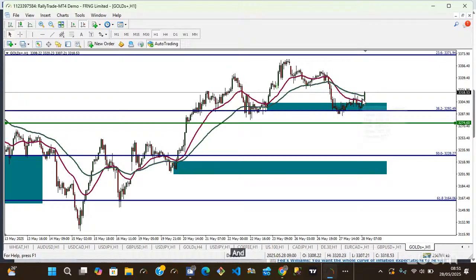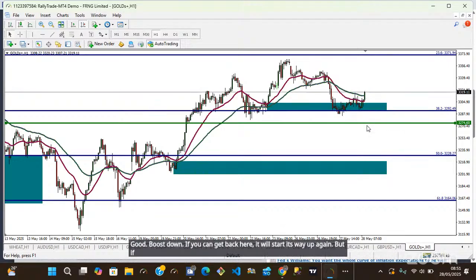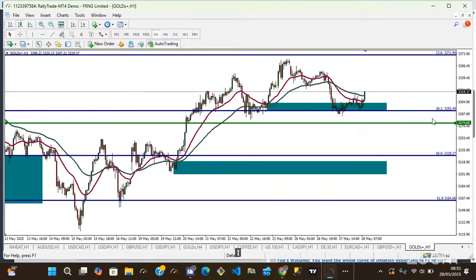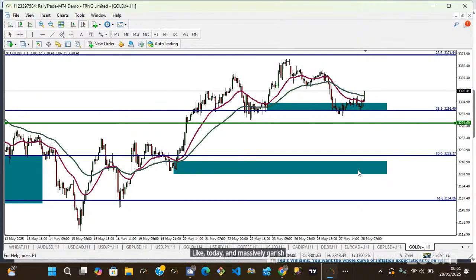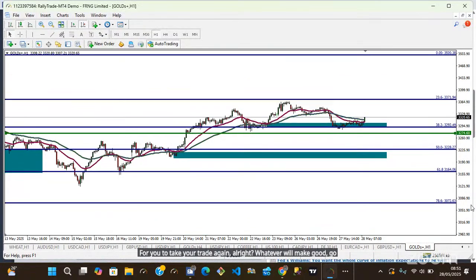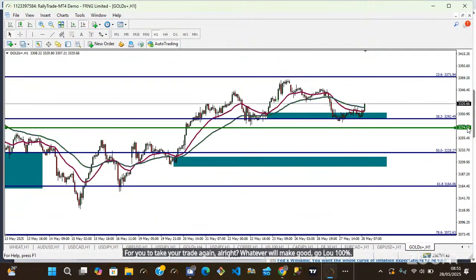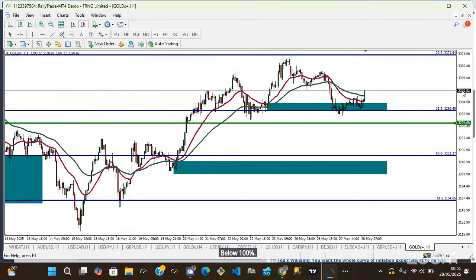If for any reason gold goes down, and it can get back here, it will start its way up again. But if it breaks here and goes below, I would advise you to just close it. Let it take your stop loss. It will massively go down, like today will end massively bearish if this happens. And this will be your next point of interest to take your trade again. Whatever will make gold go below 100%, then there's fire on the mountain.